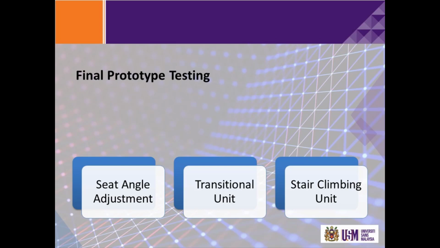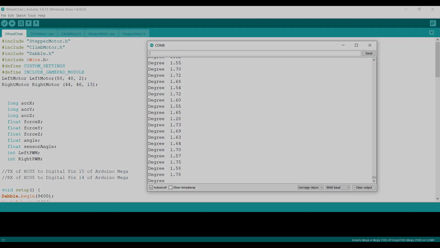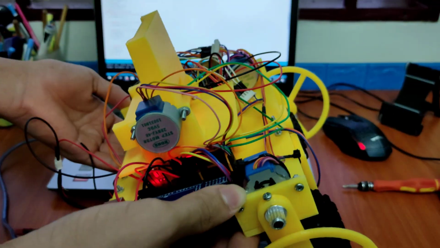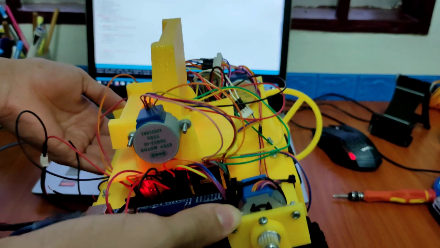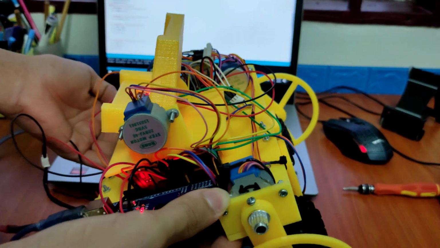We will look into three aspects that are seat angle adjustment, transitional unit, and the stair climbing unit. First, the seat angle, measured by the IMU sensors, was printed to the serial port of the device to be monitored on screen. The angle of the seat is maintained at a range of -3 degrees to 3 degrees. The angle adjustment was done by a stepper motor mounted by the seat.